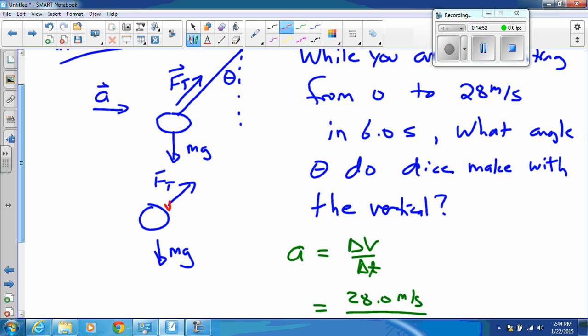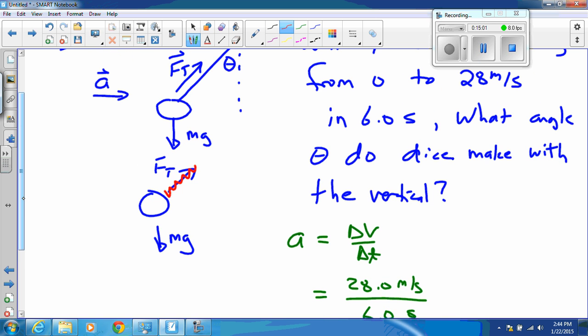What's the answer to A? What's A? We don't know yet. Yeah, we solved it. The acceleration is 4.7 meters per second squared. So on your diagram, you're going to scratch out the original FT and replace it with its two components.